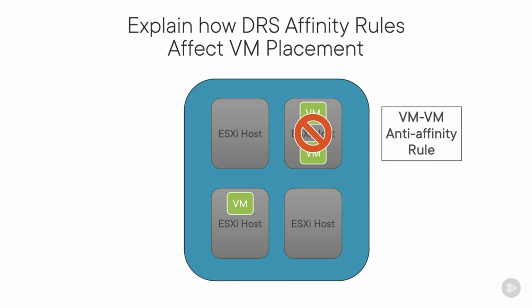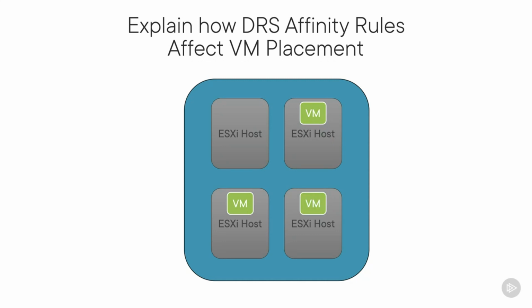Let's say that you had a highly available SQL Server cluster. It's made up of 2 virtual machines. However, you don't want these 2 virtual machines that are in a highly available cluster running on the same ESXi host, because if that host fails, then both virtual machines are going to fail at the same time and have to be restarted. So that's an ideal use case for a VM to VM anti-affinity rule.